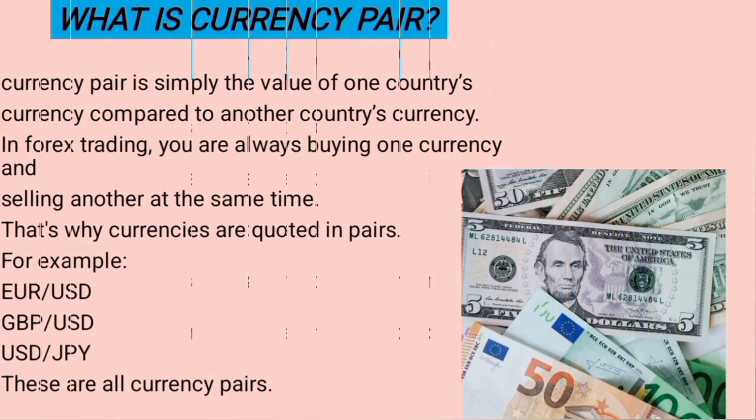So what is a currency pair? I said here that a currency pair is simply the value of one country's currency compared to another country's currency. So in forex trading, you're always buying one currency and selling another at the same time. That's why currencies are quoted in pairs. For example, we have the euro against the dollar, we have the Great Britain pound against the US dollar, we have the US dollar against the Japanese yen. These are all examples of currency pairs. And when you see them coming in pair, it means if you're selling the euro, you're buying the dollar at the same time, and vice versa. So that is what a currency pair is.